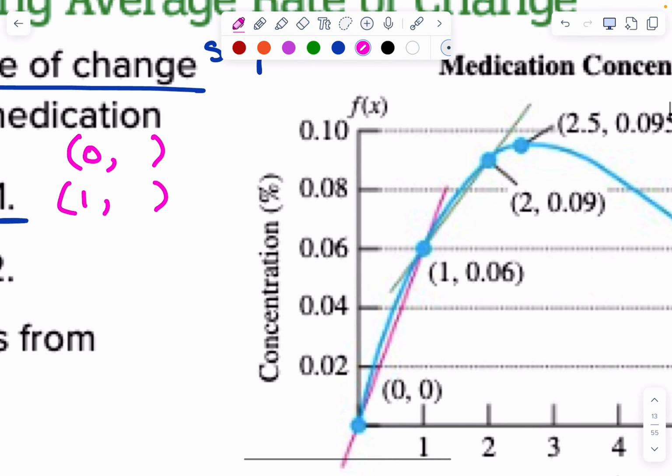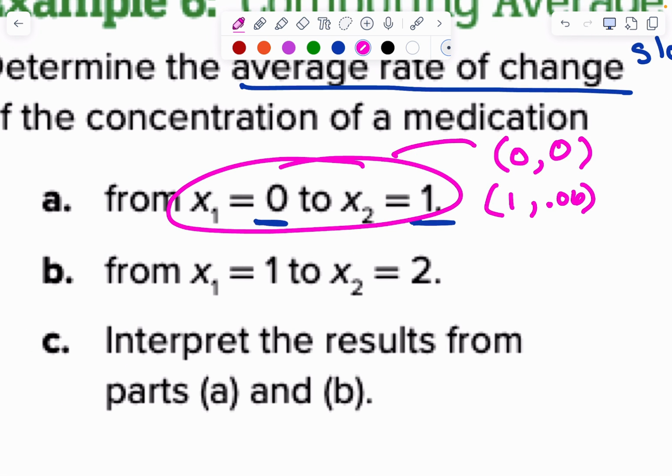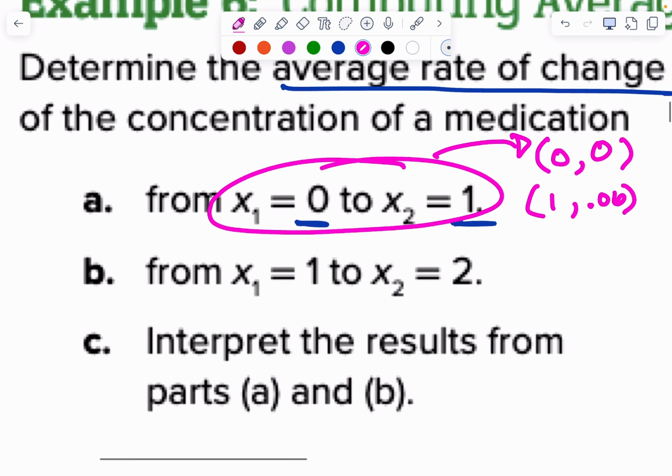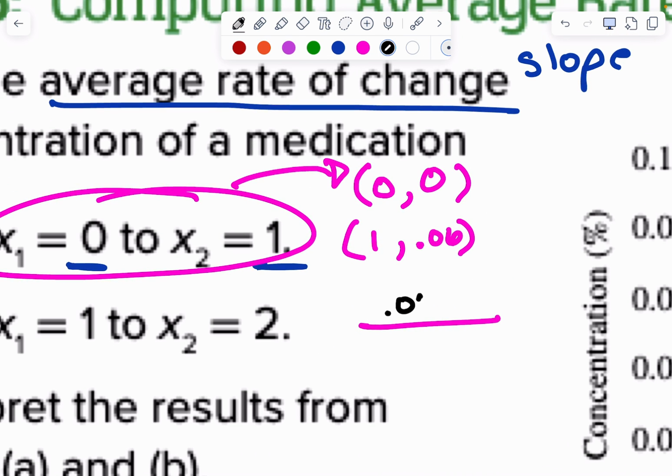Let's look over here. (0, 0) and (1, 0.06), okay? And I'm finding the slope of those 2 points. So after they give it to you this way, maybe put it into 2 coordinates, and that makes it a little easier, right? So if I do y2 minus y1, what's your y2 going to be? So 0.06 minus 0 over 1 minus 0.